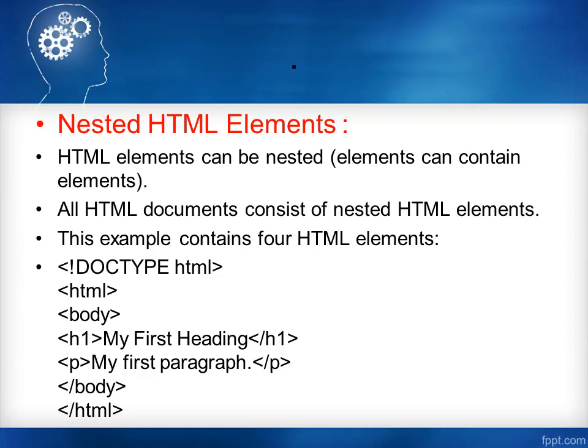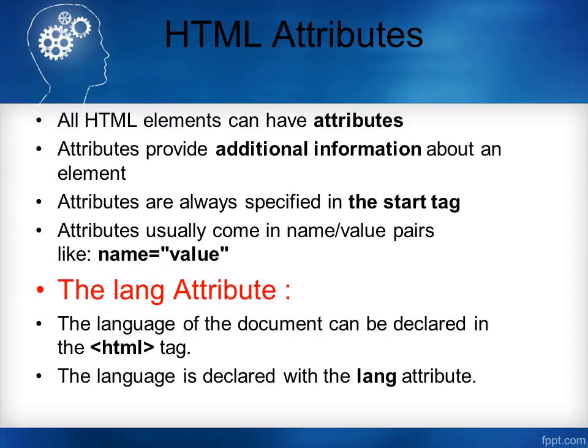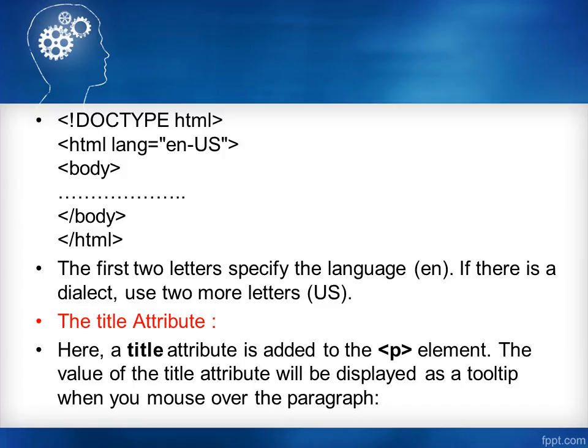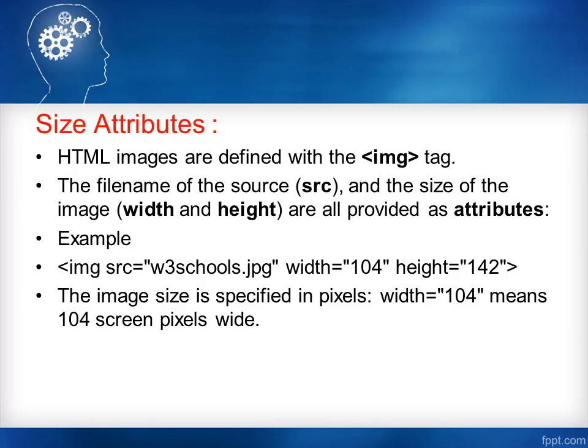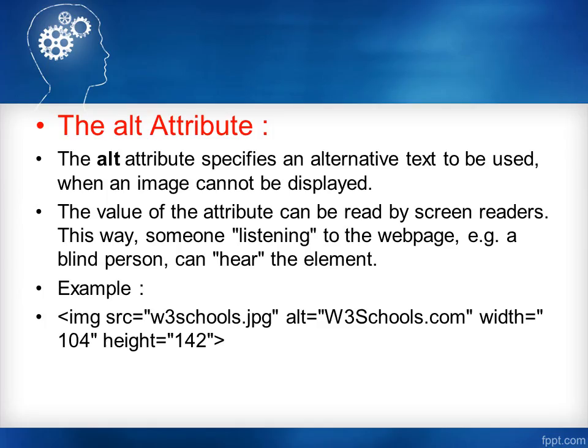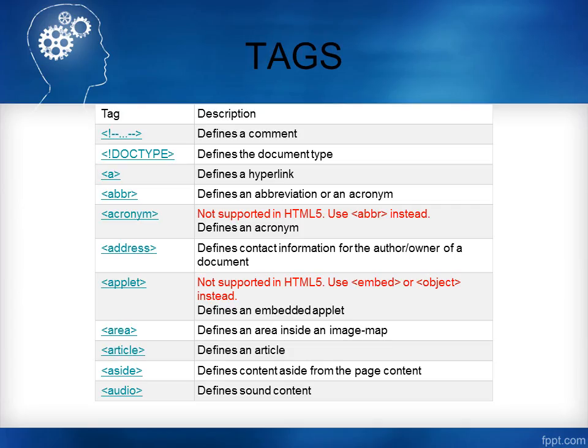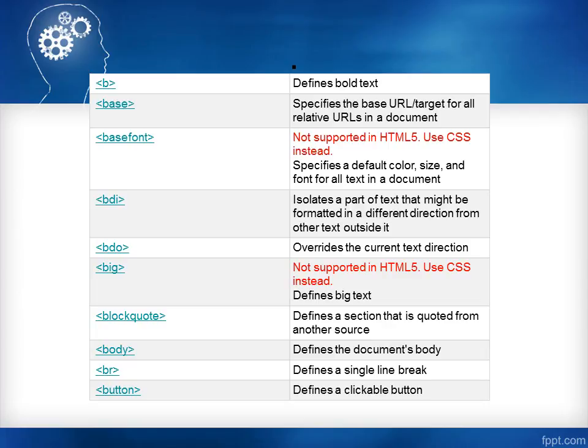This represents a nested tag. This is the title attribute. In this title attribute we are giving the title of the web page. This is one example for an HTML document. HTML syntax. Alt attribute: if you want, instead of specifying the address, we can specify the name also. These are all examples of tags.